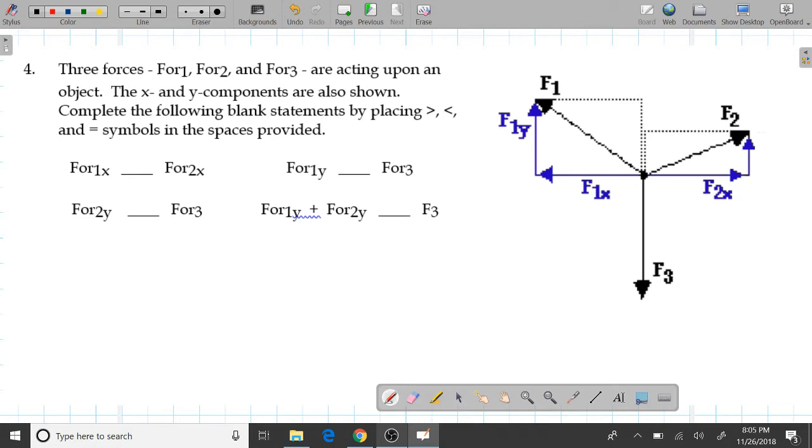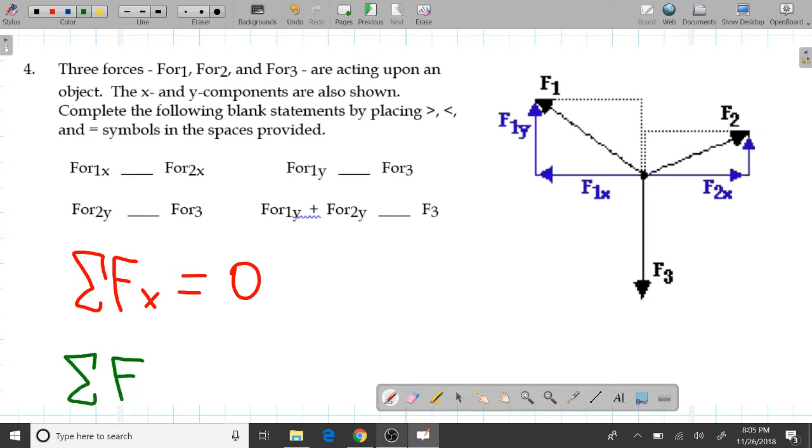It is always true that anytime our system is not accelerating, all the forces acting in the x direction add up to 0. And it is also true that the sum of all of your forces acting in the y direction is also equal to 0. This is true for a situation in static equilibrium, and we are assuming here this situation is a static equilibrium.